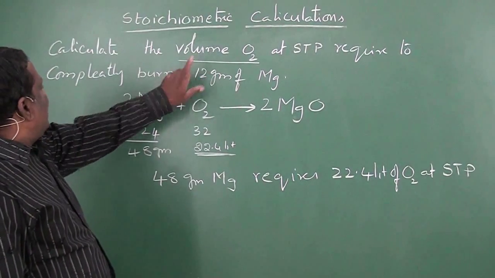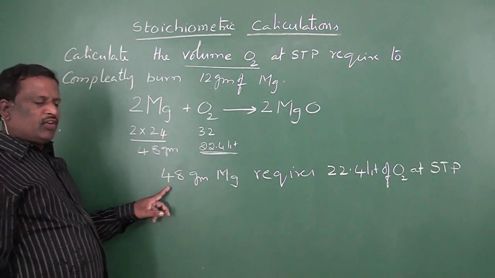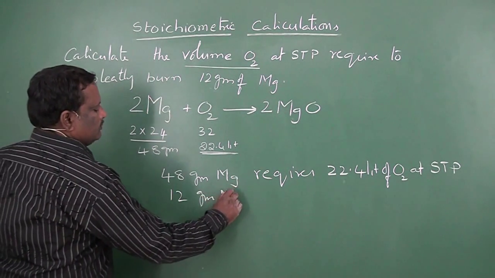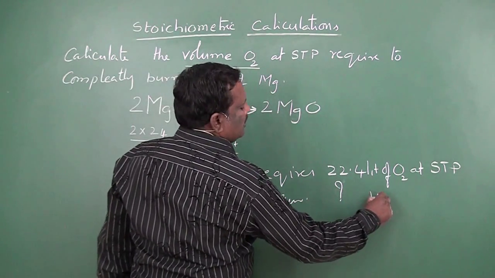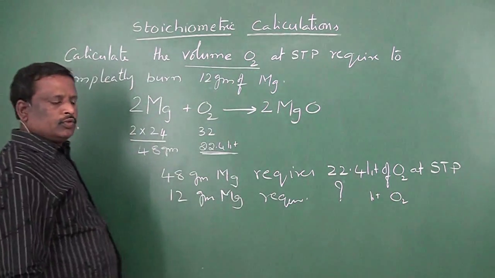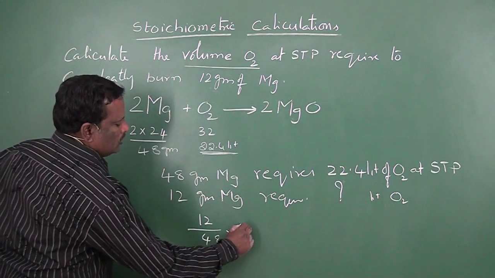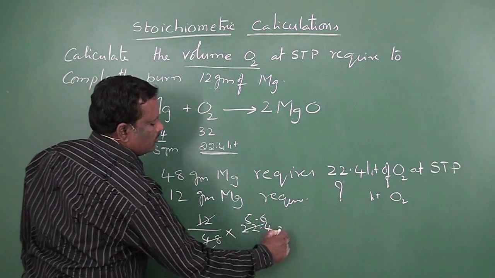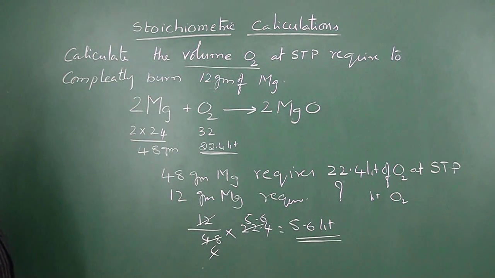Now what are they asking? The volume of O2 required for the combustion of 12 grams of Mg. Here for 48 grams of Mg, you require 22.4 liters. Then for 12 grams of Mg, how many liters of O2 are required? So 12 by 48 into 22.4. It goes 4 times, so 5.6 liters of O2 gas is required for complete combustion of 12 grams of Mg.